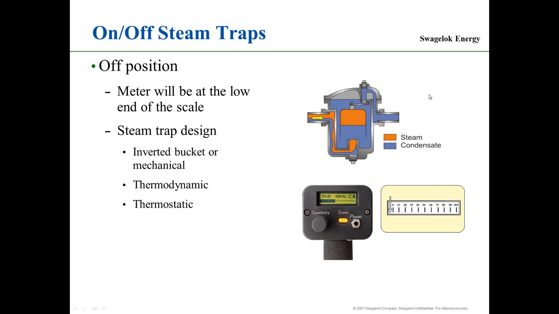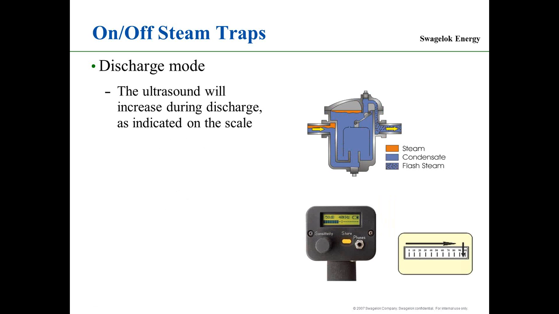I do my test points, and I come right up here and touch right here at discharge, which is T3. But the meter should be down here at the bottom, okay? The trap is in the off position. This is inverted bucket or the mechanical design steam trap, thermodynamic and thermostatic. So then when I go to full scale on discharge, it should go up on scale.